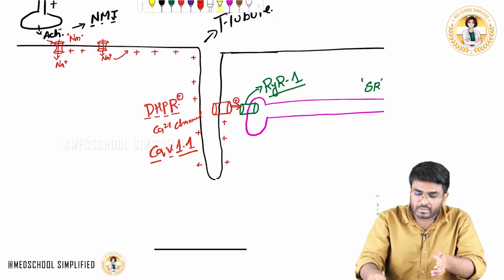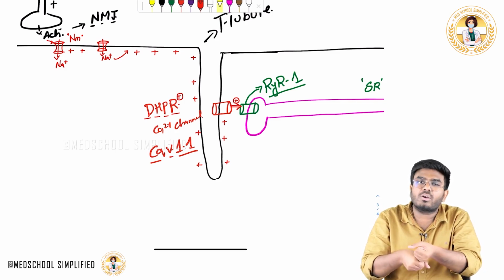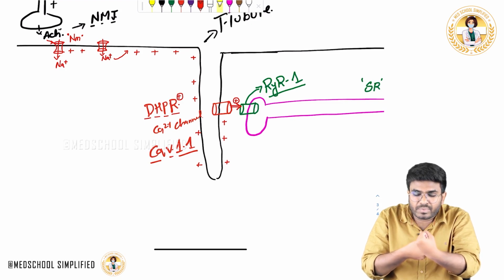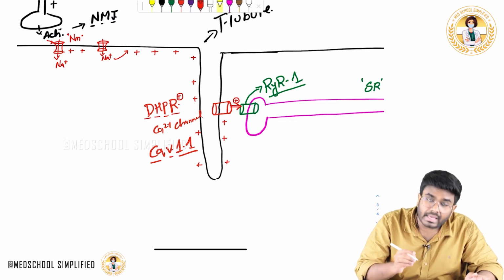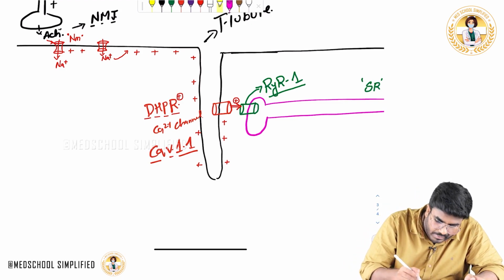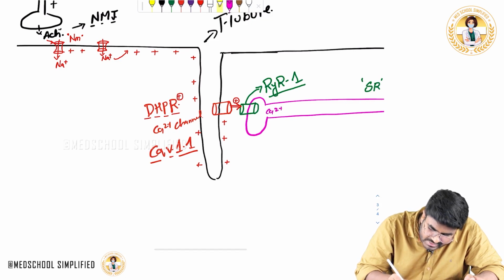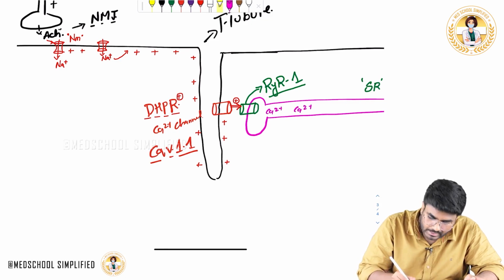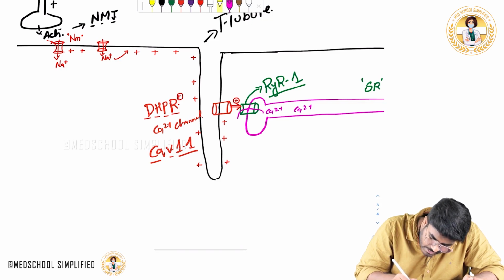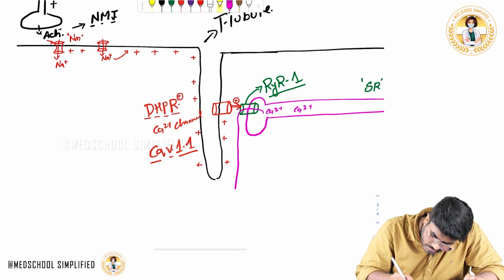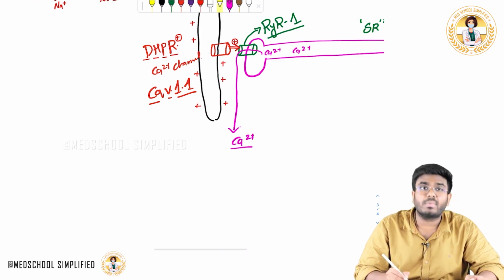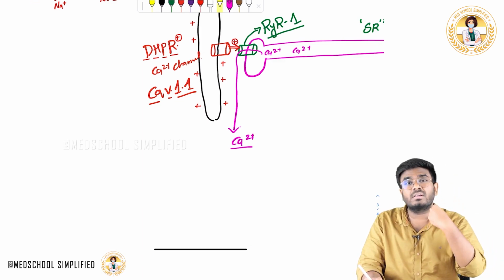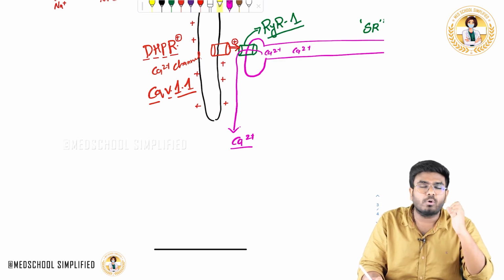Now do you know what happened to the ryanodine receptor? So far the ryanodine receptors are closed. Because of this coupling, because of this mechanical interaction, it will start to open. Now these ryanodine receptor channels are opened. Once they are opened, what will happen? All the calcium in the sarcoplasmic reticulum will start to leak out. So this calcium is coming out to the sarcoplasm. Now for the first time, the calcium is going to leak out of the sarcoplasmic reticulum.